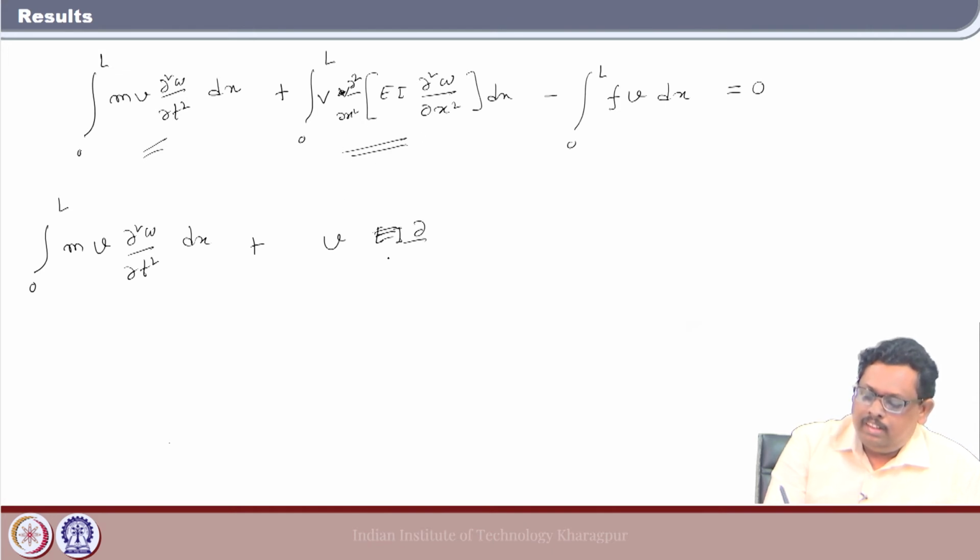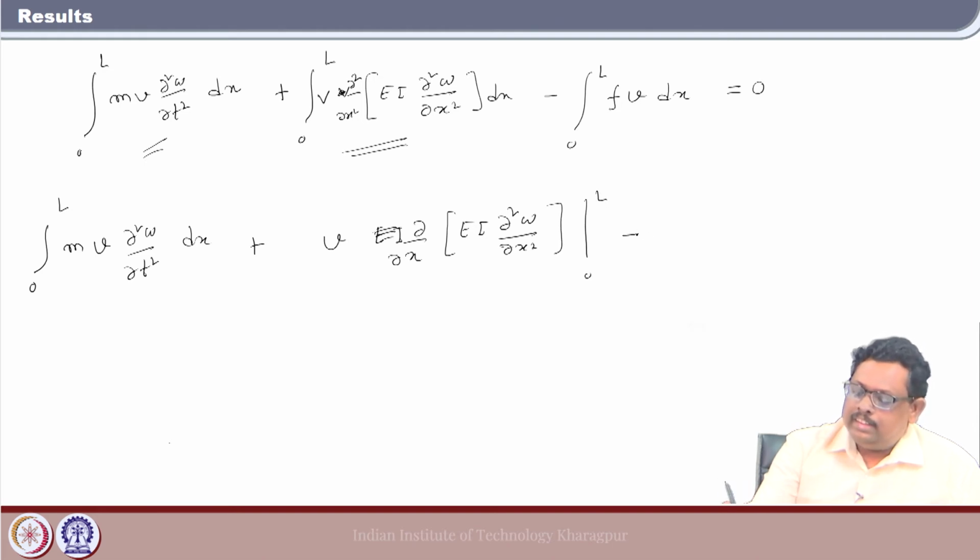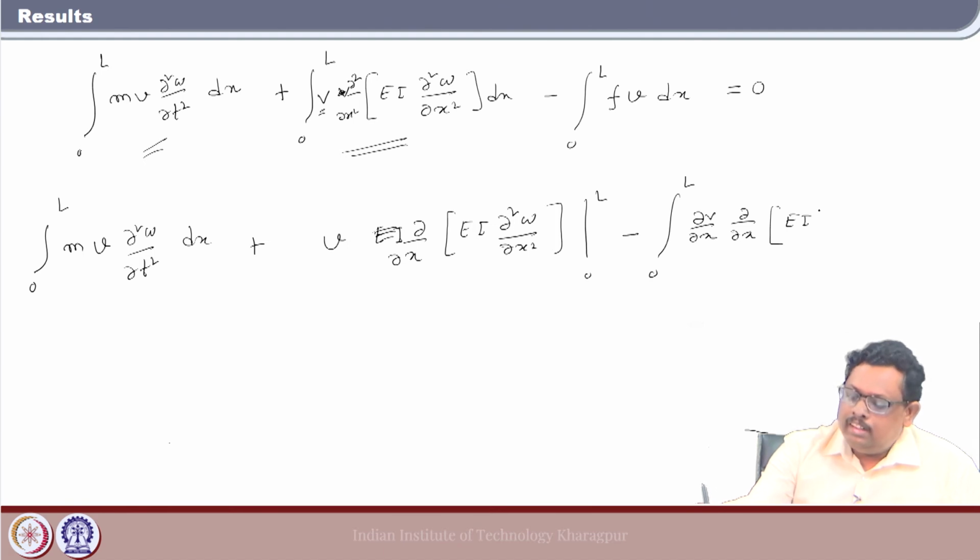So, it should be ∂/∂x of EI ∂²w/∂x², from 0 to L, and then integration by parts. So, therefore, it is 0 to L. Now, the differentiation of V is ∂V/∂x, and then the integration of this part. So, it is ∂/∂x of EI ∂²w/∂x² dx.